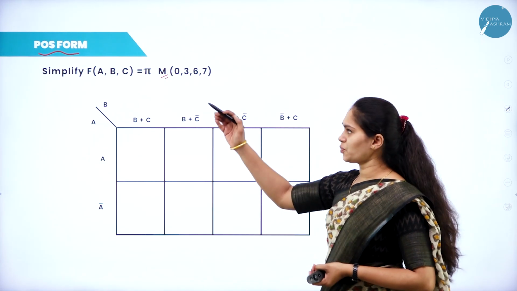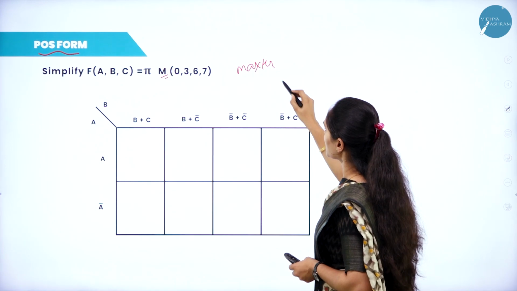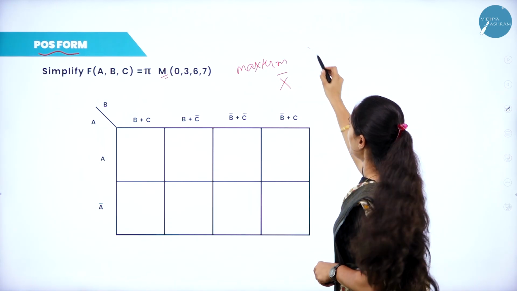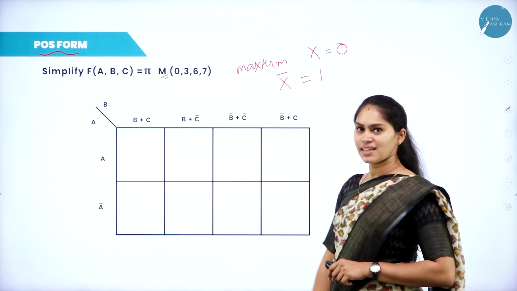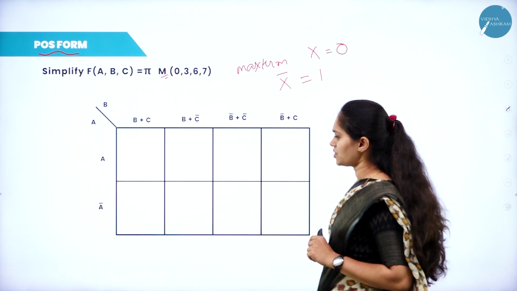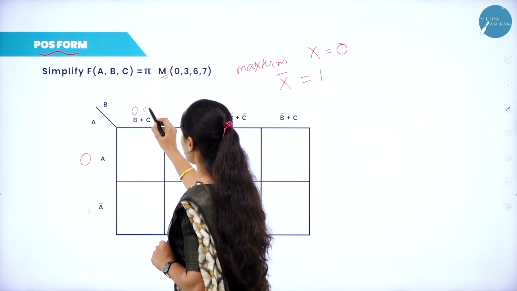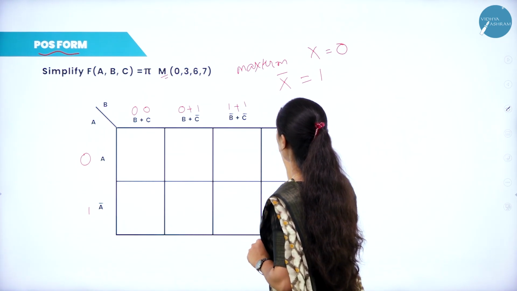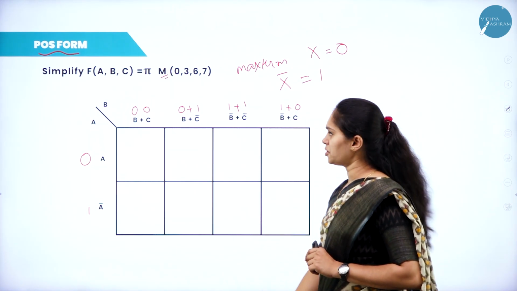When we are dealing with this POS or a max term, wherever we have a complemented variable, if it is a normal variable, that will be assigned as 0. If it is a complemented variable, that will be assigned as 1. So now you can consider it as 0, 1, and here it will be 0 plus 0 plus 1 and 1 plus 1 and here it will be 1 plus 0. This is how the value is represented.